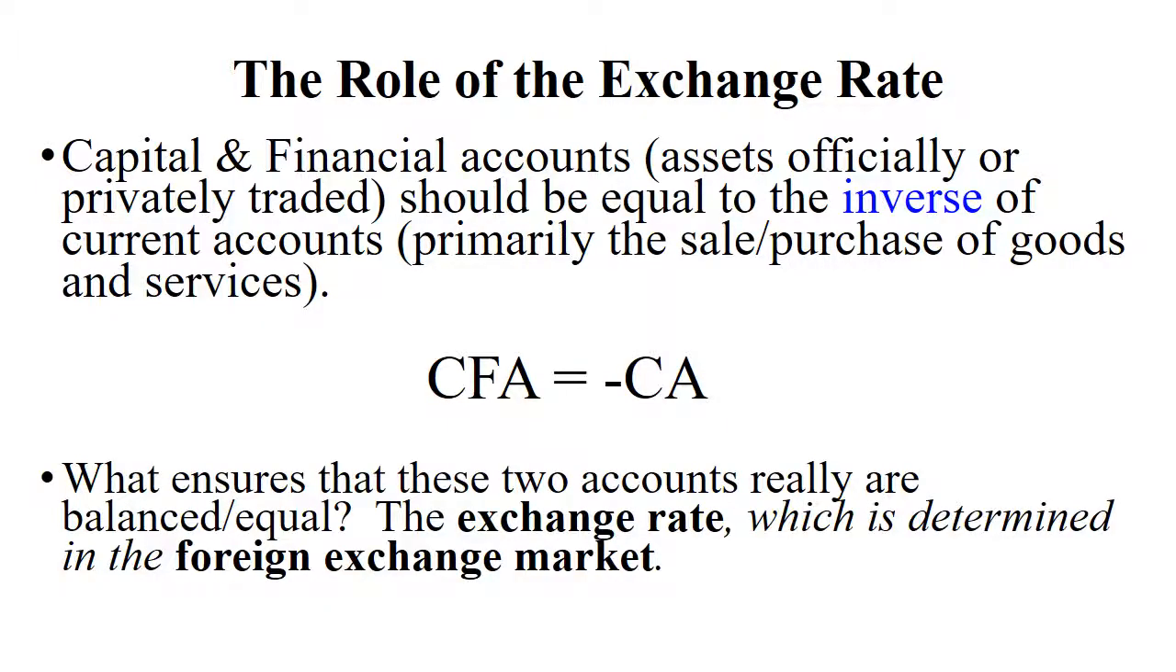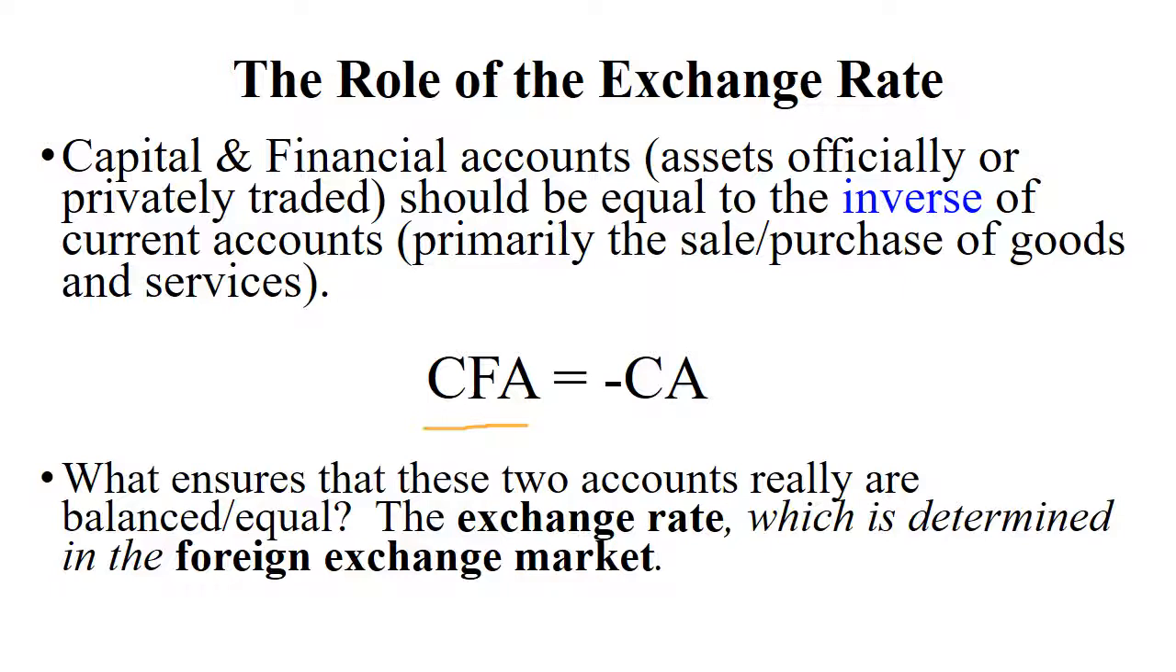In Module 41, we learned about the balance of payment accounts. And there's two major categories within this balance of payments. So CFA stands for capital and financial accounts. If you recall, these are assets. If they're officially purchased, that means that they're bought by the government or the central bank. If anyone else, a person or a business, buys the asset, that would be a privately traded asset. But all of those would be part of CFA.